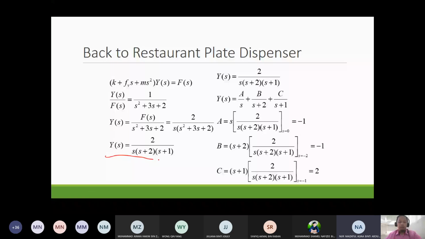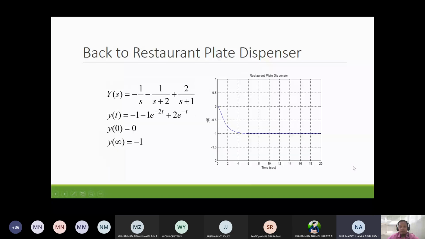From here, you can apply the partial fraction expansion that we have learned on Monday. Here is an example of how to apply it: A over s, B over s plus 2, C over s plus 1. You find the values of A, B, C, and then substitute back into Y(s). So you get Y(s), then you apply the inverse Laplace transform. You get y(t). This is the thing that we want.